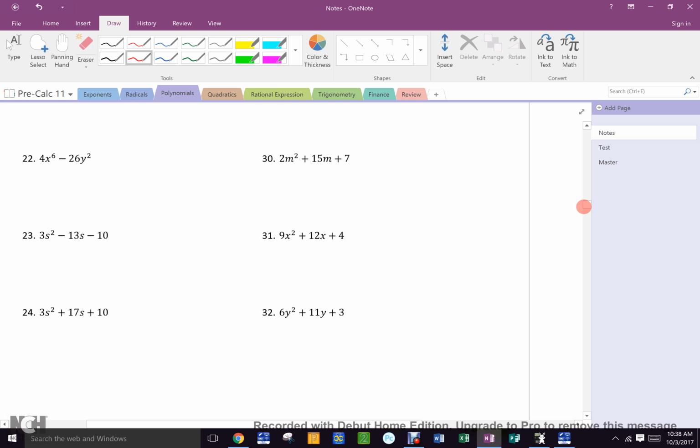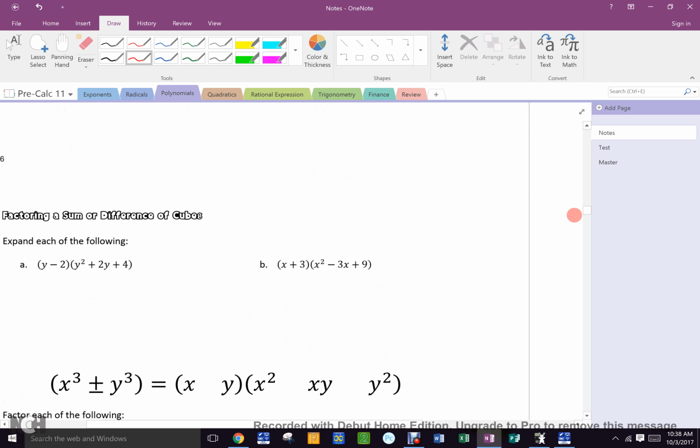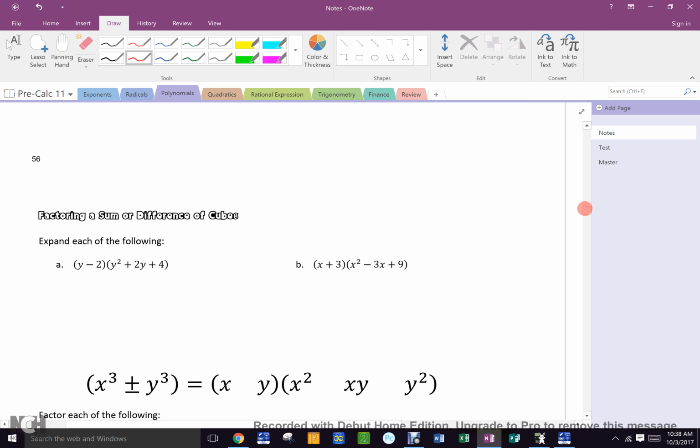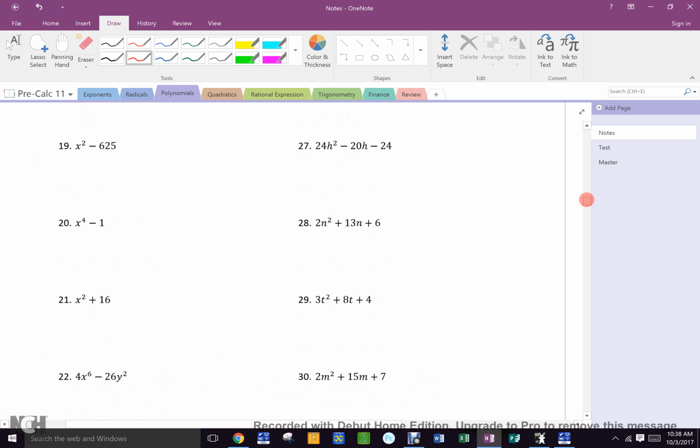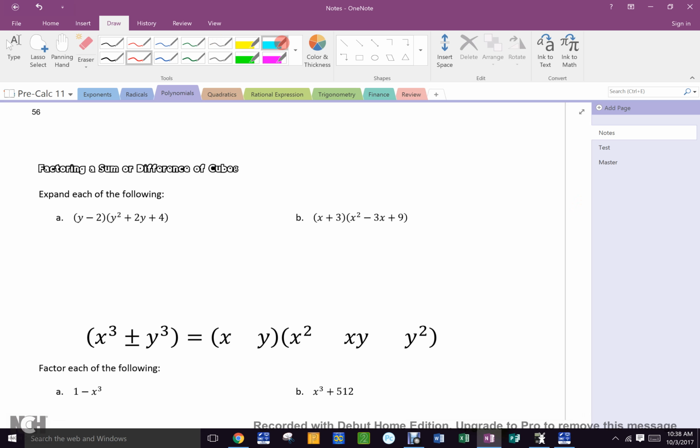So, you've got 2 pages in your book. I think it goes to page 56. I want you to stop at 56 where it says factoring a sum or difference of cubes. Stop there. Okay? Because that's crazy.